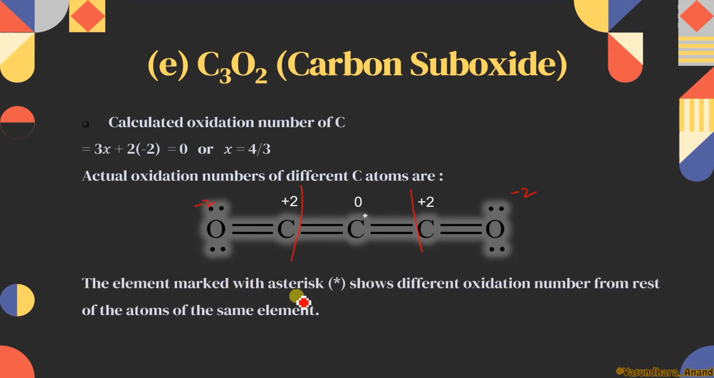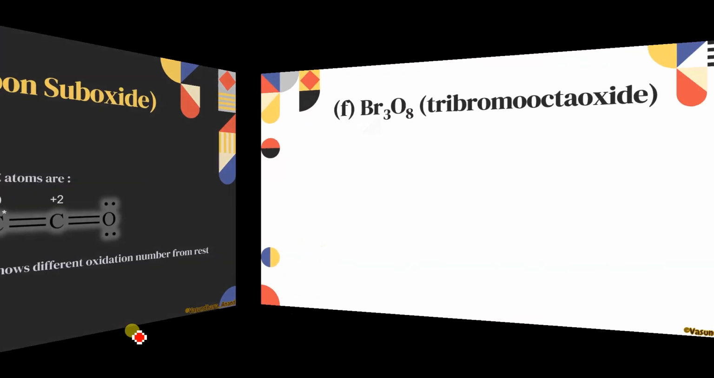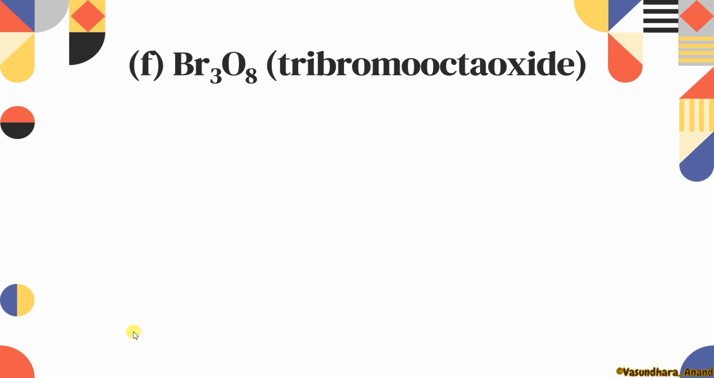The element marked with the asterisk shows different oxidation number from the rest of the 2 atoms of the same element. If another atom of the same element is showing a different oxidation number, it is just because of structure. So structure also plays a very important role in oxidation number. Now Br3O8, that is called tribromo octaoxide. If you find the oxidation number here also, you will get 8 by 3.